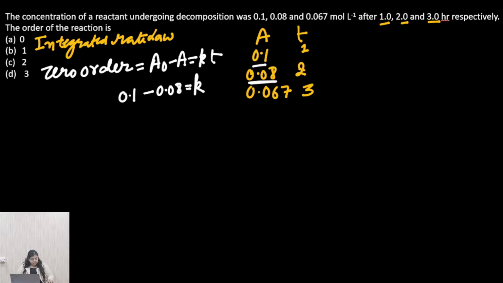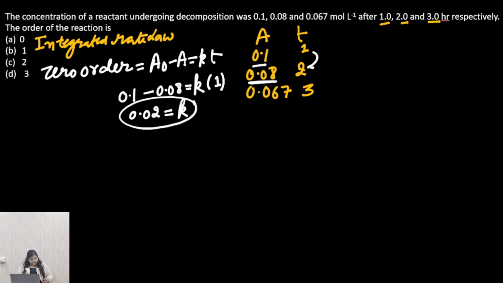This is equal to the rate constant times the time. The time span is 1 hour, from 1 hour to 2 hour, a span of 1 hour. So the rate constant we are getting is 0.02. This is the rate constant you are getting here.